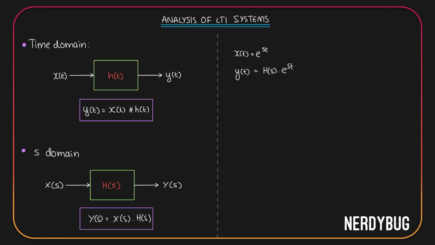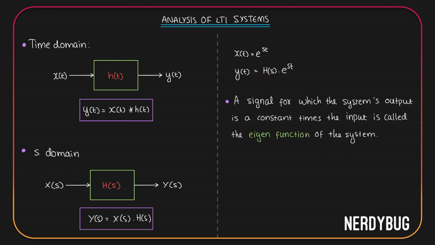The most interesting thing here is our x of t was e raised to st and y of t is H of s multiplied by e raised to st itself. Now, a signal for which the system's output is a constant multiplied by the input is called the eigenfunction of the system. So, e raised to st is the eigenfunction of this system that we have over here. Similarly, the amplitude factor is called eigenvalue. So over here, H of s will be the eigenvalue of our LTI system.